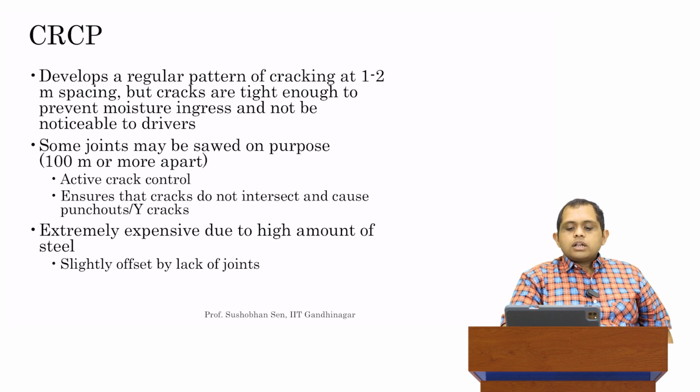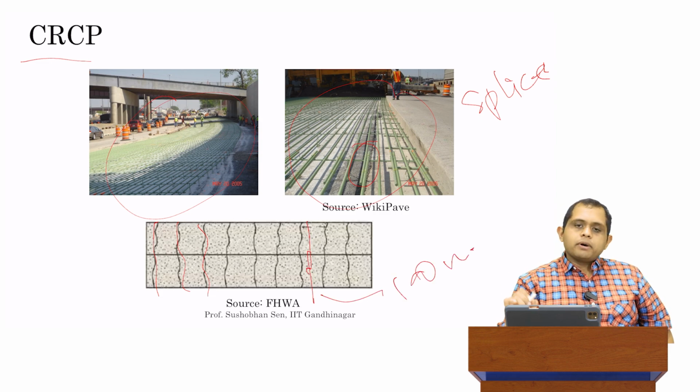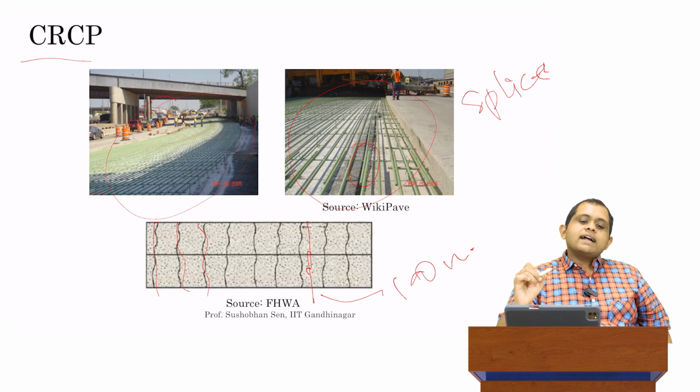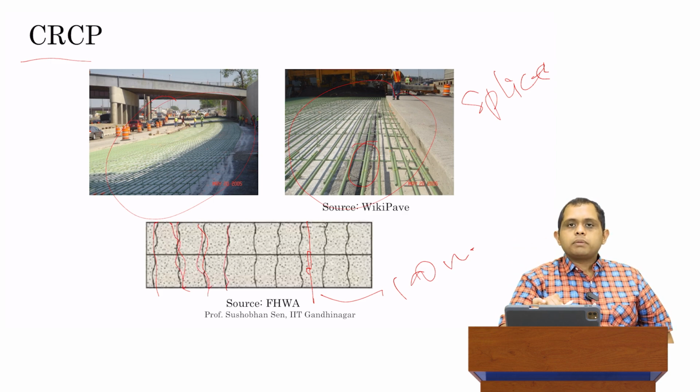Okay. Now, what does sometimes happen is that, roughly maybe 100 meters apart, some joints are made on purpose. They are sawed on purpose. That's largely so that we can control the pattern of cracking. What we like is cracks which are nicely spaced approximately every 1 meter apart, almost parallel to each other.